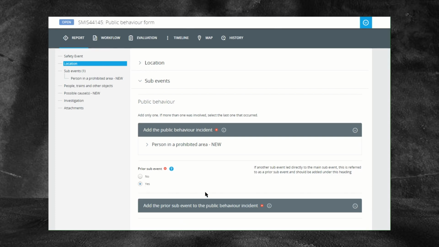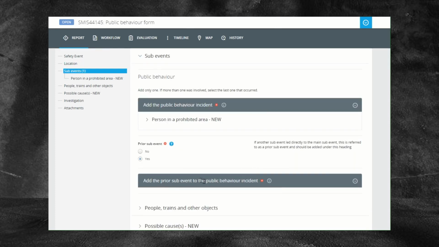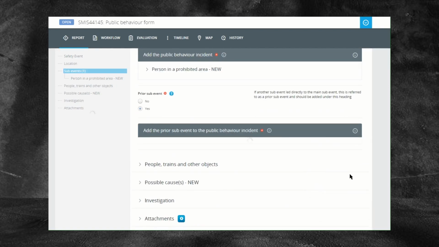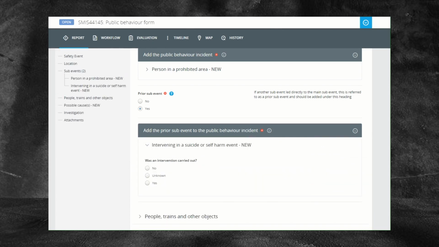Then you get this section repeater, so add the prior sub-event to the public behaviour event, and we will look for intervening in a suicide or self-harm event. This way, when extracting data in Jaspersoft, you'll be able to tell that an intervention, suicide intervention, was carried out before the person went onto the running line.